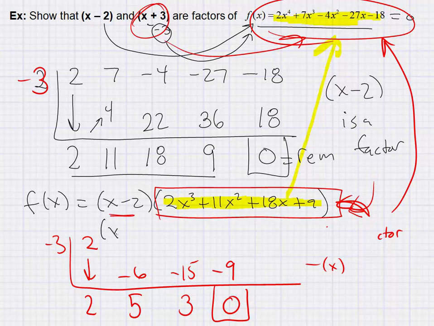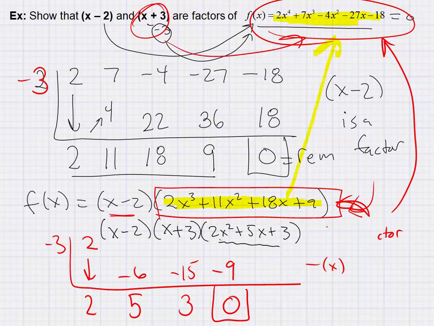X minus 2 was a factor, right? And then what we really did is factored this leftover piece as x plus 3 times 2x squared plus 5x plus 3. So x minus 2 is a factor, x plus 3 is a factor, and then also 2x squared plus 5x plus 3 is yet another factor.